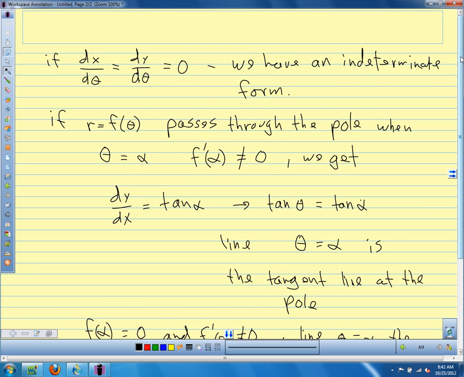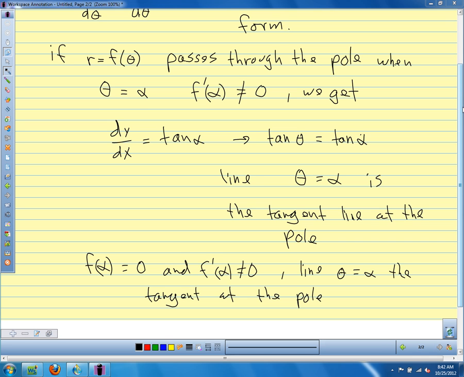All right, questions on that? So now we have a way to find our tangent lines, our vertical tangents, our horizontal tangents, and we can examine the tangents at the pole if our graph goes through r equals 0. All right, so let's try to do an example here quickly. We don't have a lot of time.